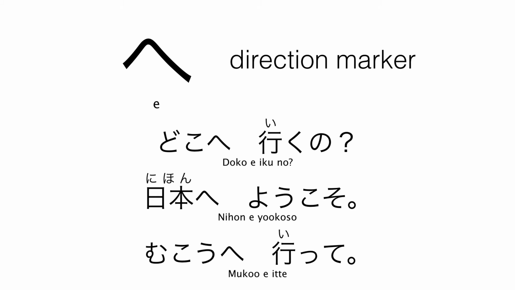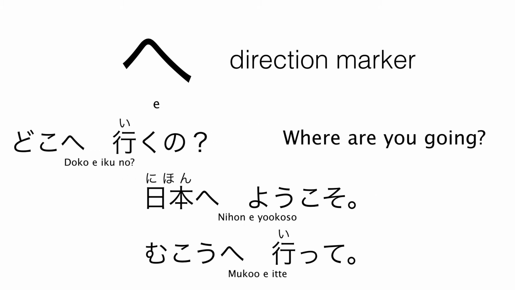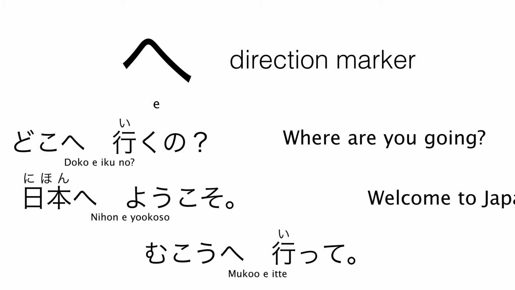So the first example, どこへ行くの? どこ is a question word meaning where. So どこへ means to where. And 行く means to go. And の at the end turns an informal sentence into a question. So the sentence means where are you going? Or in which direction are you going? どこへ行くの? Where are you going? The second sentence, 日本へようこそ. ようこそ means welcome. So it means welcome to Japan.